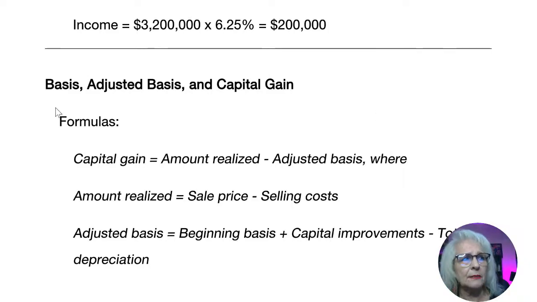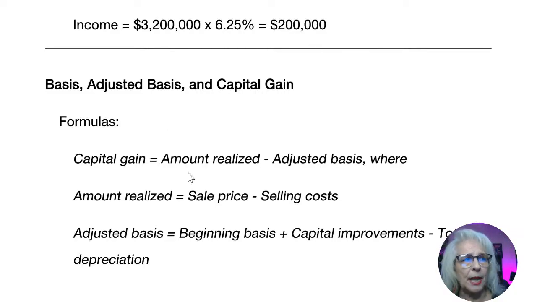Okay, basis, adjusted basis, and capital gain. So basis is the original price. Adjusted basis is if you added a 3rd bedroom and a garage, then the basis of that home changes because now you have a garage and a bedroom added to it. And then the capital gain. How much was gained from the time it was purchased till the time it was sold.